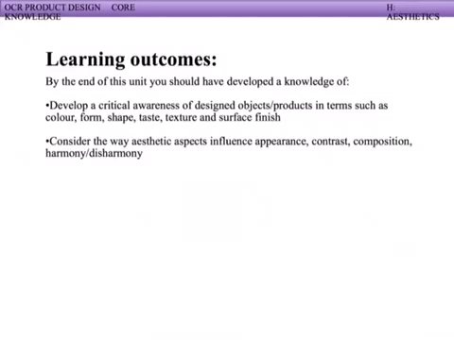By the end of this unit, you should have developed a knowledge of a critical awareness of designed objects and products in terms such as colour, form, shape, taste, texture and surface finish. And you must consider the way aesthetic aspects influence appearance, contrast, composition, harmony and disharmony. The study of aesthetics should not be considered in isolation, but it should pervade your whole course. It is particularly relevant in the coursework units, the product study and the design making evaluator A2.